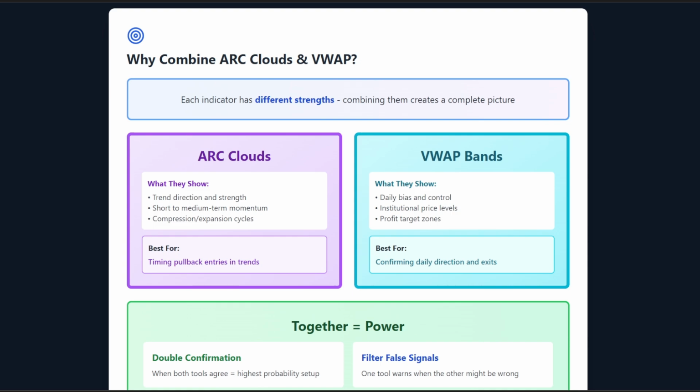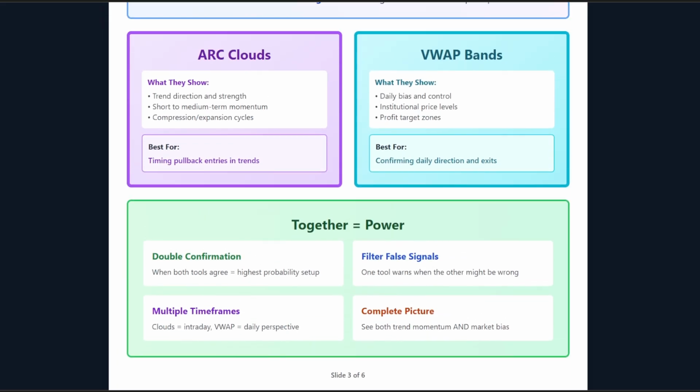Vwap bands, what they show is the daily bias and control, institutional price levels, and profit target zones for all of these HFTs and traders and whatever. These are best for confirming daily direction and exits. Together equals power. Double confirmation when both tools agree. It's a high probable setup. The highest probable setup. It can help you filter out false signals. When one tool warns, the other might be wrong. So if you see a contradiction, it's good to stay away. It's a good rule to keep you on your toes if everything's not lining up. If everything lines up, then it's something to trade. If everything's not lining up, then why are you going to trade it?